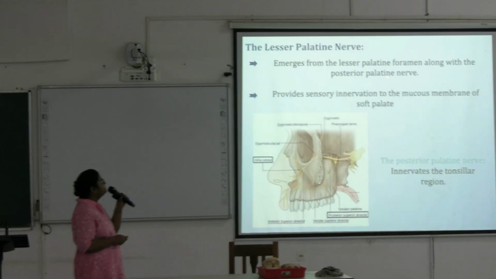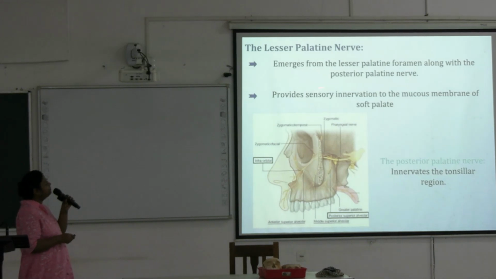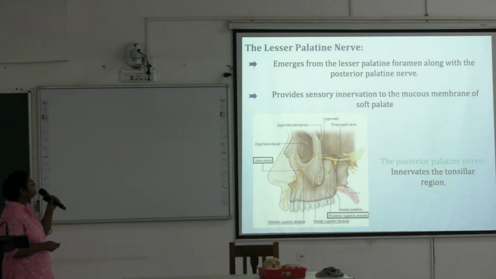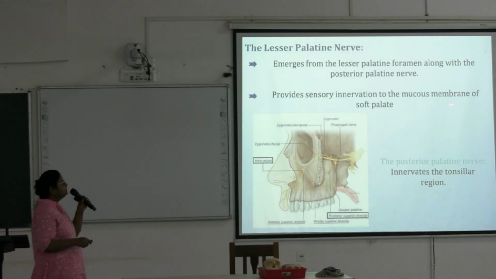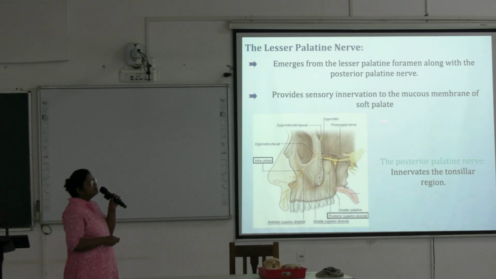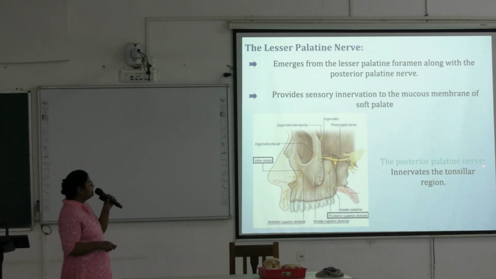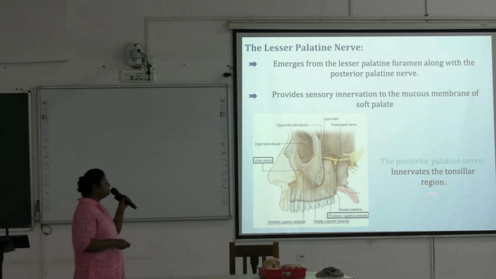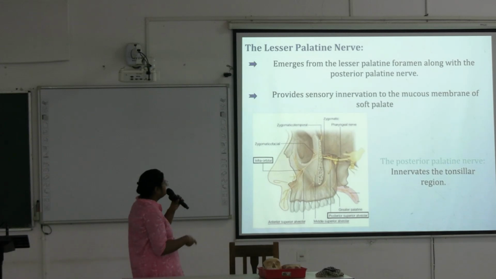Next, the lesser palatine emerges through the lesser palatine foramen along with the posterior palatine nerve, and provides sensory innervation to the mucous membrane of the soft palate, and the posterior palatine nerve innervates the tonsillar region. So this is the supplying.